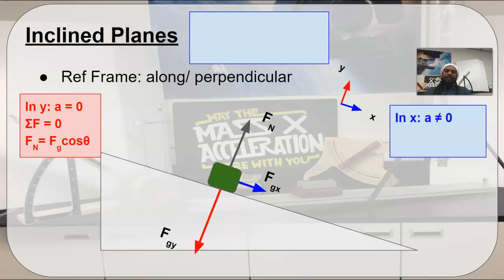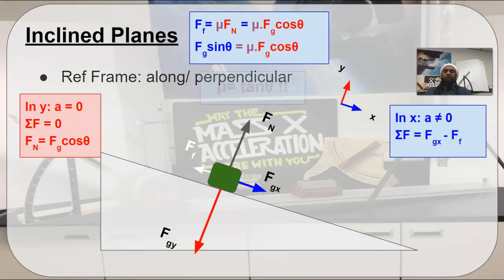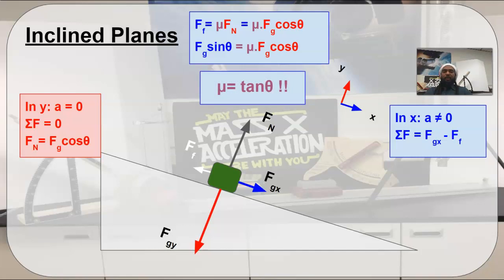In the X direction, most likely my acceleration will not be 0, which means I will have a net force. Now, if I have friction, then that net force would most likely be Fgx minus friction. This is an interesting case because we can solve for the coefficient of friction by combining the fact that we have friction in the X analysis, but we have Fn in the Y analysis, and we can put those together because force of friction is mu times Fn, and Fn is Fg cosine theta. So we get this equation, which when we solve for mu yields this quite neat result of mu being equal to tan theta.